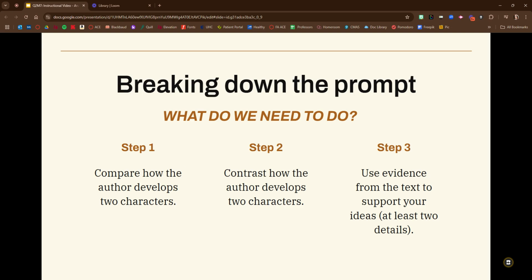The key thing that I want you all to hear is you do not have to go back and pull key quotes. You don't have to pull quotes. If you want to, you absolutely can. But as long as you are giving very specific examples and you're putting them into your own words, that will absolutely work for this assignment.